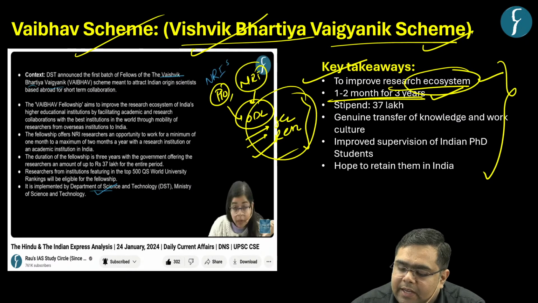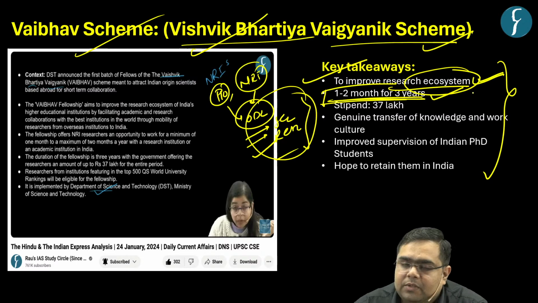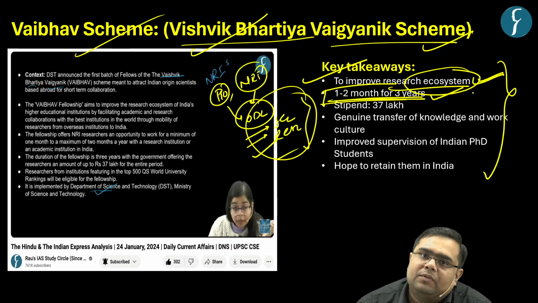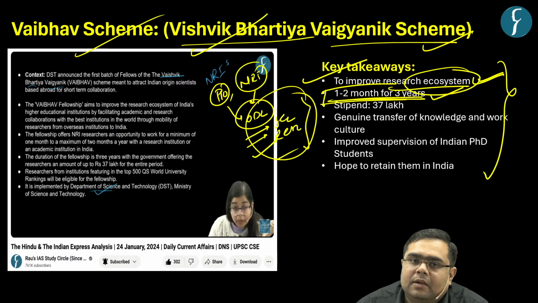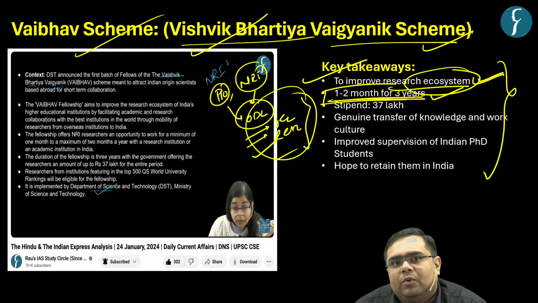So what are the key takeaways? The scheme is aimed at improving the research ecosystem in India. The time period would be 1 to 2 months for a maximum period of 3 years. That means a scientist that is working in, let us say, Caltech will come to India. He must be an Indian origin scientist. A similar scheme by the name of Vajra exists for international or foreign scientists who can come to India, do their research, and then go back, right?